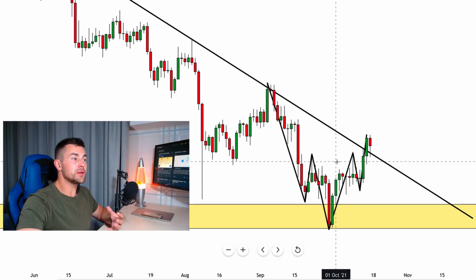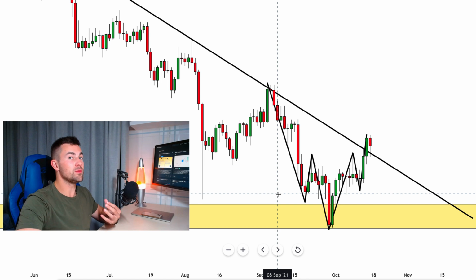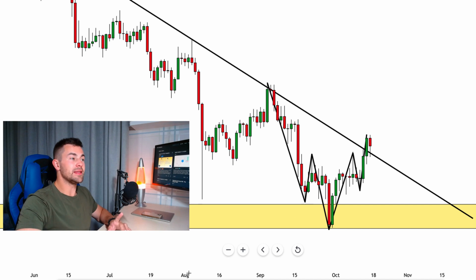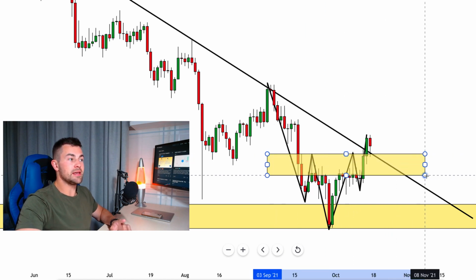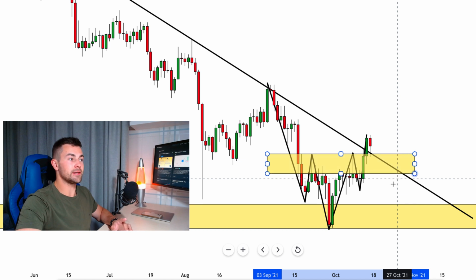But also here we have a perfect example of the inverted head and shoulders pattern. And in this pattern, it is very important for us to underline one important element, the so-called neckline. The neckline here is based on that lower high and on that equal high. And also we take into consideration the candle closes, so we have quite extended neckline.